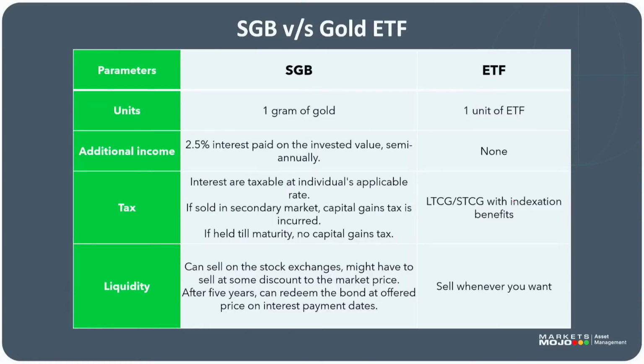Liquidity: there's limited liquidity in SGB. Why? It's traded on the stock exchange in very limited quantity, and it comes at a discount. After 5 years, you can redeem the bond at the offer price on the interest payment dates. While ETF is more liquid, you can sell as and when you want because it gets traded daily on the exchanges.